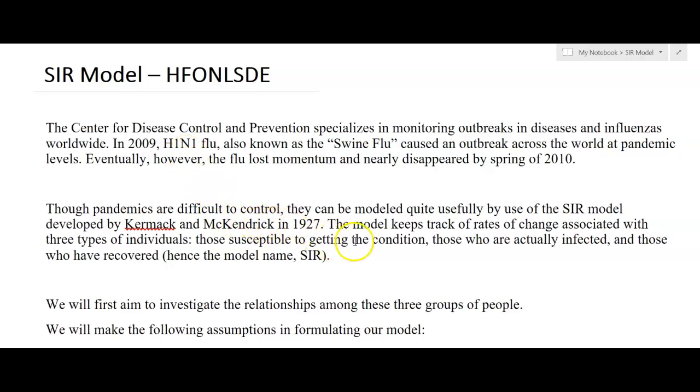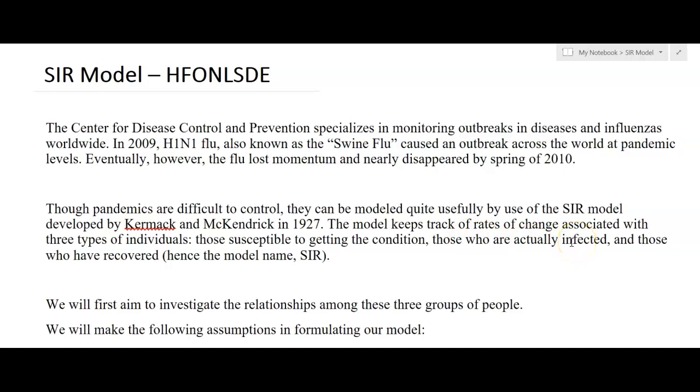Though pandemics are difficult to control, they can be modeled quite usefully by the use of the SIR model developed by Kermack and McKendrick back in 1927. The model keeps track of rates of change associated with three types of individuals. Those susceptible to getting the condition, so this means that you do not currently have the infection, but that if you made contact with someone who did, you could acquire that condition or infection. Those who are actually infected, so those are the people who currently are sick.